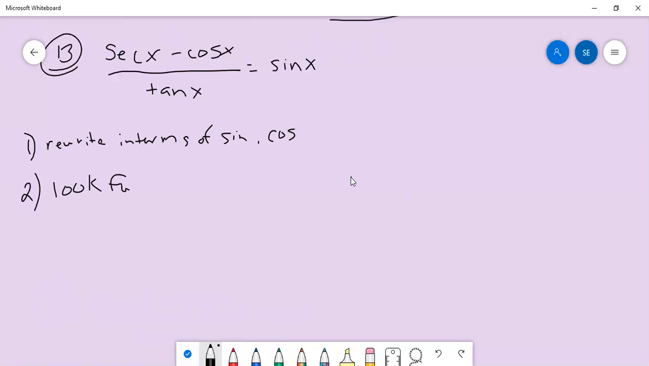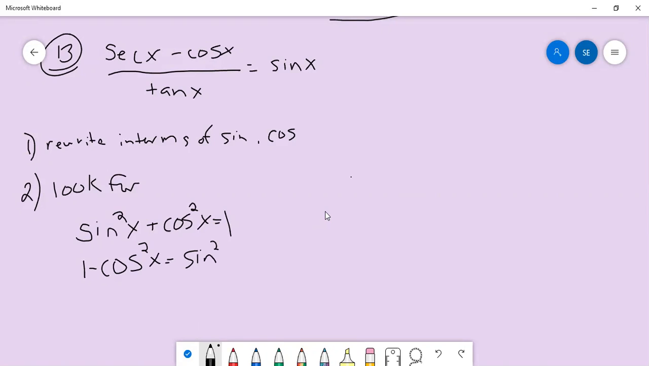And 2 is look for Pythagorean identities. Those are sine squared x plus cosine squared x equals 1. That's the base form of our Pythagorean identity, but we can also subtract cosine squared from either side and we get 1 minus cosine squared x equals sine squared x.